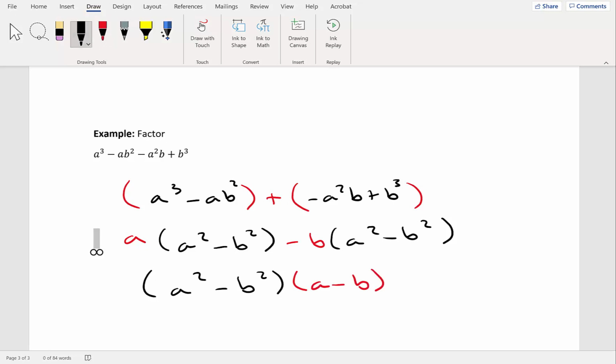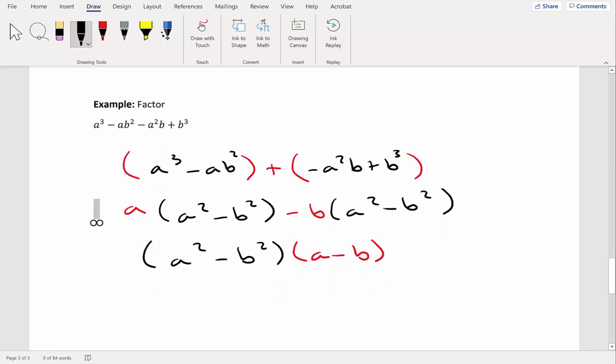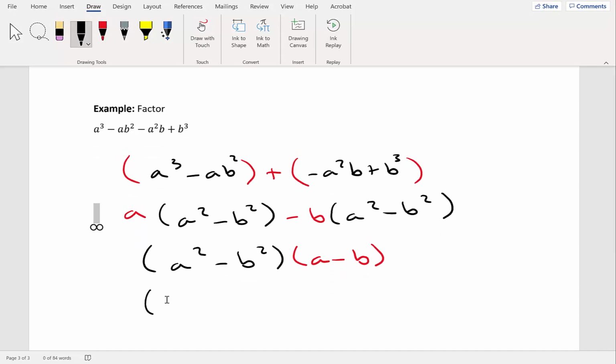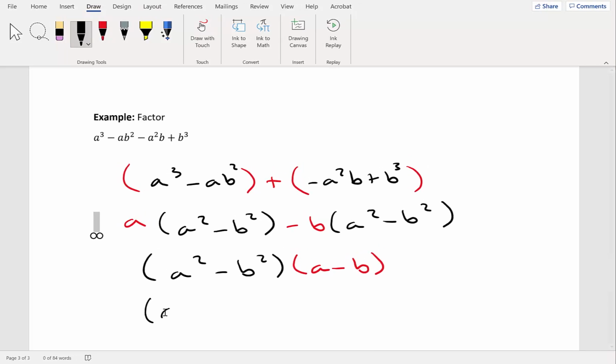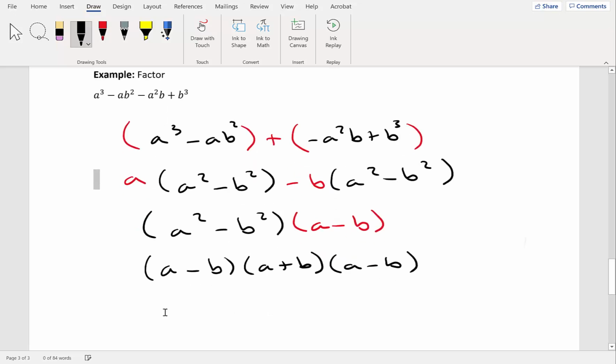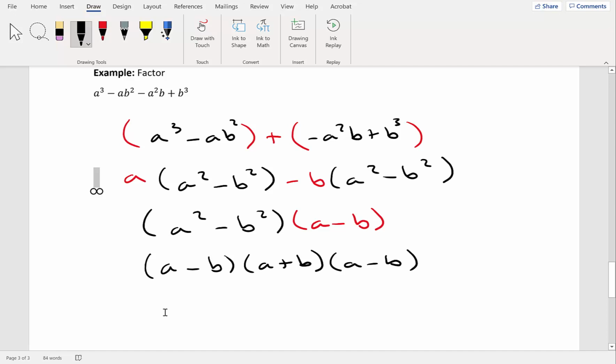Okay. But now in this particular problem, we're not quite finished, because this first binomial is a difference of 2 squares. So that could be factored out even further. So we can factor that out further into a minus b times a plus b. We still have this a minus b on the outside. And now it's completely factored. Another way that you can write out this answer is, since we have 2 a minus b's, we can write this out as a minus b squared, and then times a plus b.